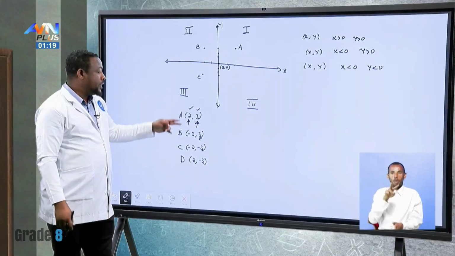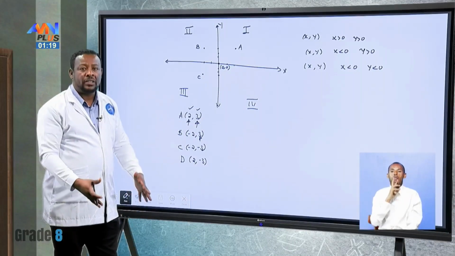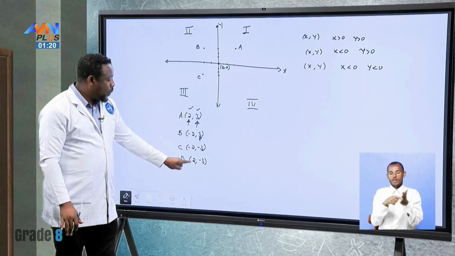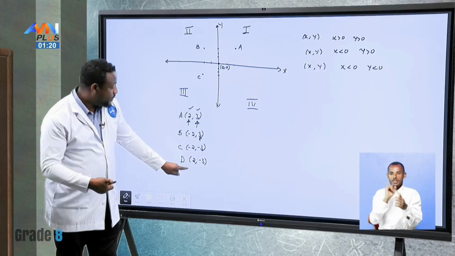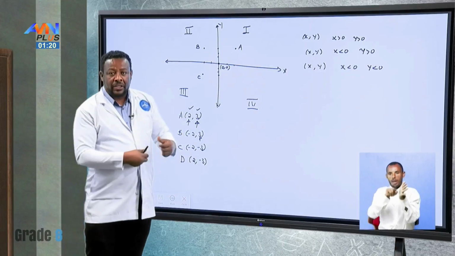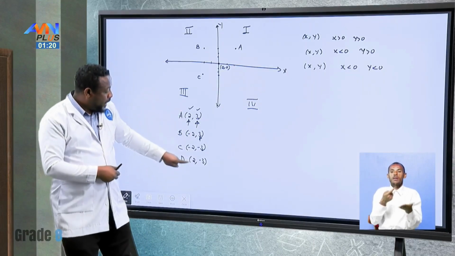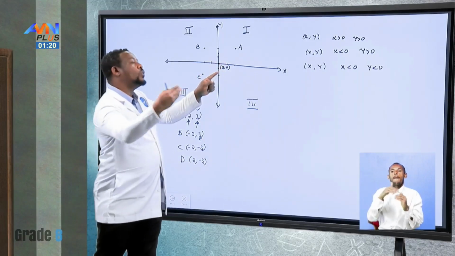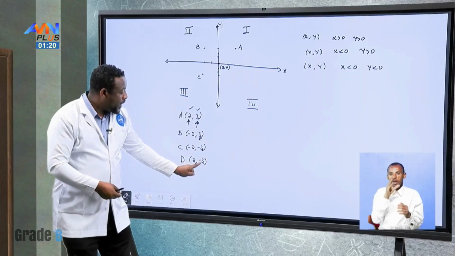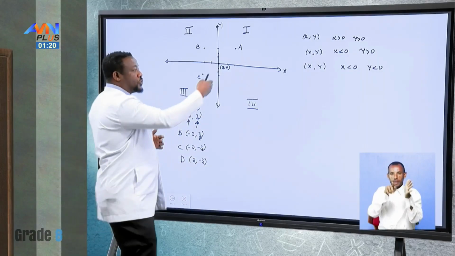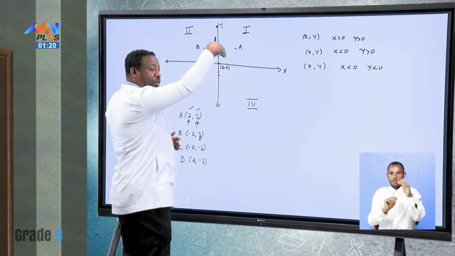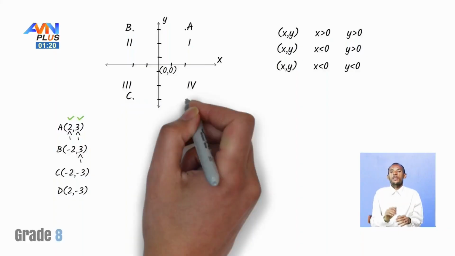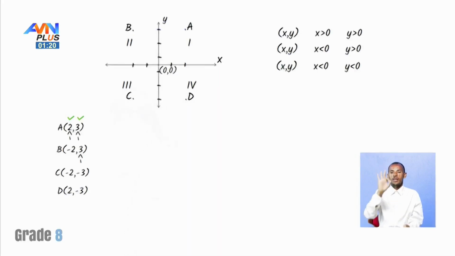Look, these all are points with different signs, right? So point D is a point where the first entry is positive and the second entry is negative. Here, x is +2, so you need to move 2 units to the right of the y-axis, and y is negative, so you need to move 3 units downward from the x-axis. So roughly, point D is located around here, okay?